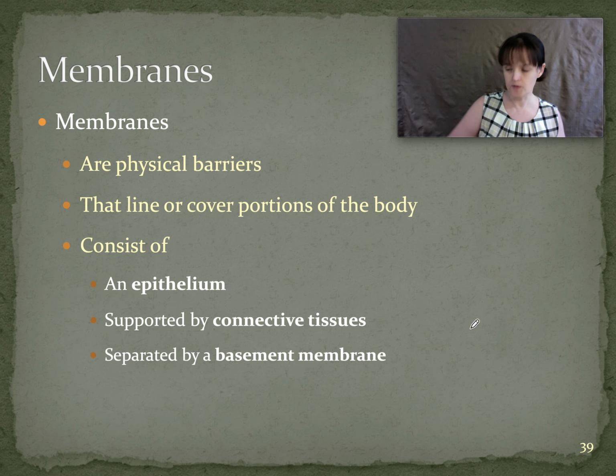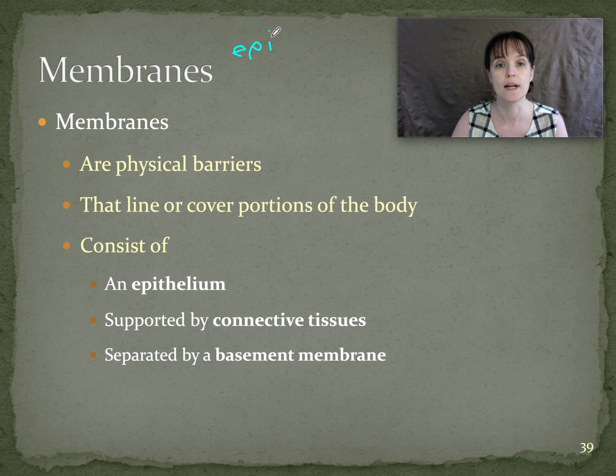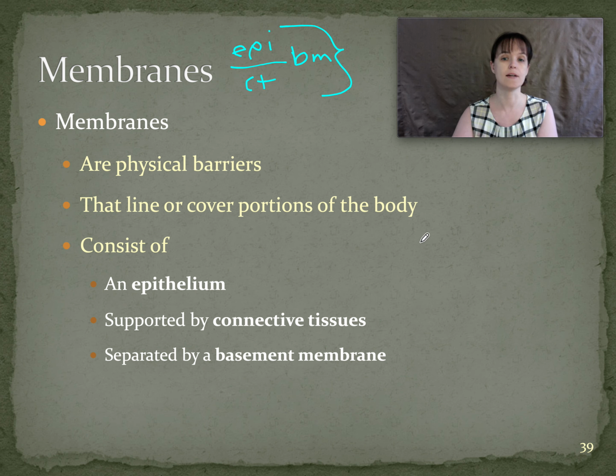So the physical barriers, as we've mentioned, are an epithelium, a basement membrane or a basal lamina, and a connective tissue. So when we're talking about membranes, we're talking about this group of 2 layers with a basement membrane between them. They are a physical barrier, they line or cover portions of the body, they consist of an epithelium supported by connective tissue, separated by a basement membrane. So it's the top and the bottom and then the middle, which is an odd order, but that's what we got.